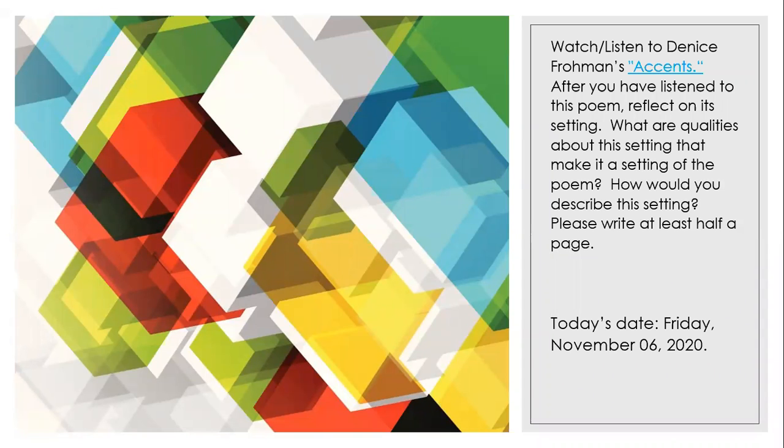All right, welcome back. So for our journal entry today, we're going to be reflecting on setting. There is a poem that I have linked in Schoology, and it's Denise Frohman's Accents. What I want you guys to do is go listen to that, watch it, and then start in your journals, take about 10 minutes and reflect on the setting of that poem.